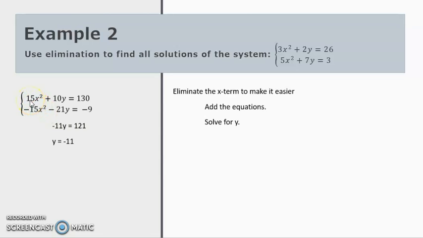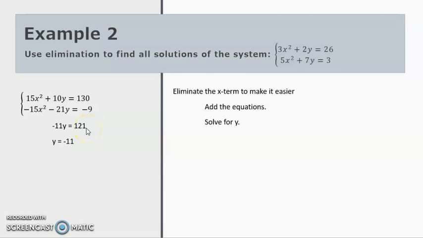Okay, I multiplied the top equation by 5 and the bottom equation by -3. My goal with doing that was to make sure that I had the same coefficient with different signs here. So now I can add the equations and the x squareds will cancel out. For my y's, I'll have 10y minus 21y, which is -11y. And I'll have 130 minus 9, which is 121.